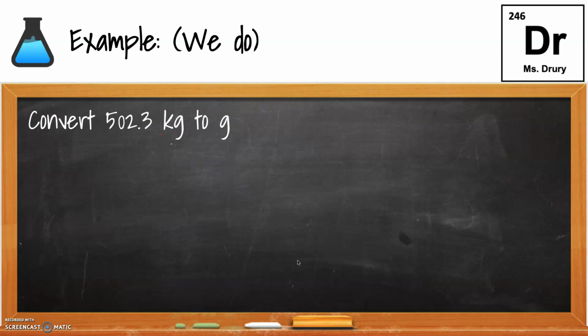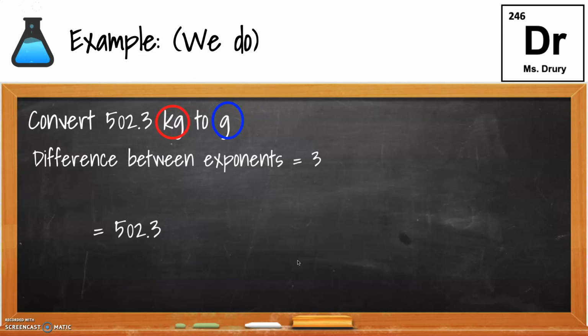Let's do it together. If I was converting 502.3 kilograms to grams, I would look at my prefixes and say kilo is 10 to the third, and grams doesn't have a prefix, so 0. That means my unit is getting 3 times smaller. My number has to get 3 times larger. So I locate the decimal, and I move it 3 times. So if I move it 3 times, it's going to go past the 3, and then I'm going to add 2 zeros to keep going. And so that means my final answer is 502,300 grams. Don't put a decimal because those zeros weren't measured. They were just moved to make it bigger, right?